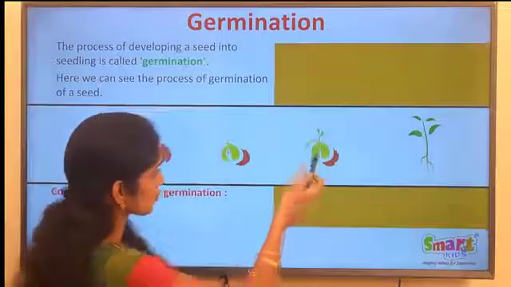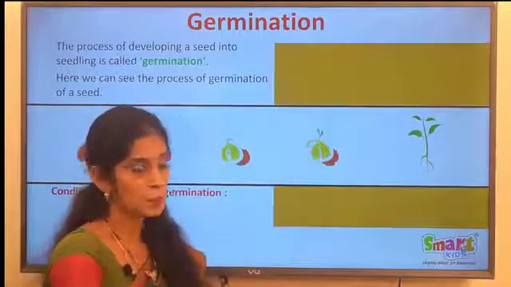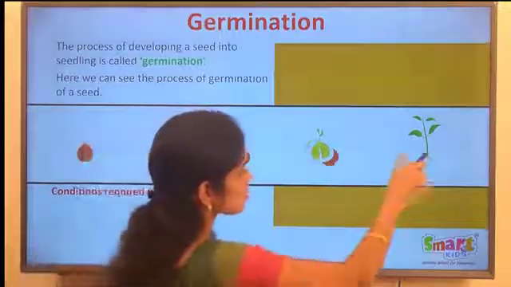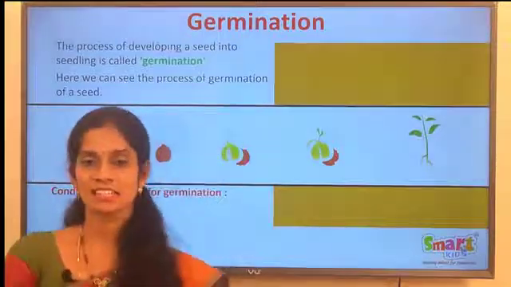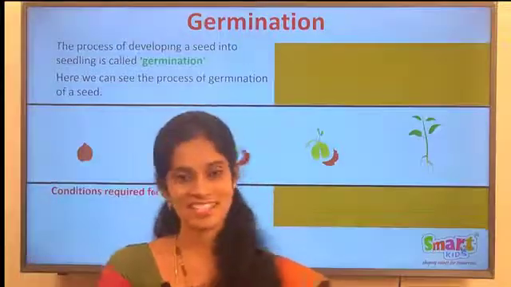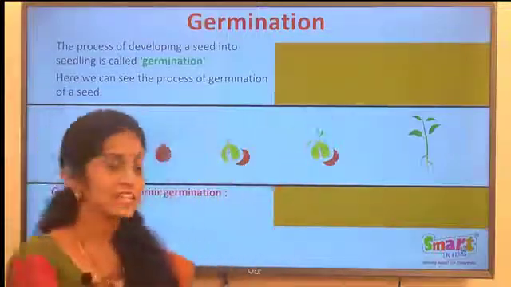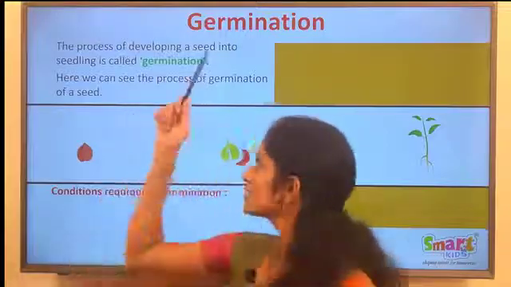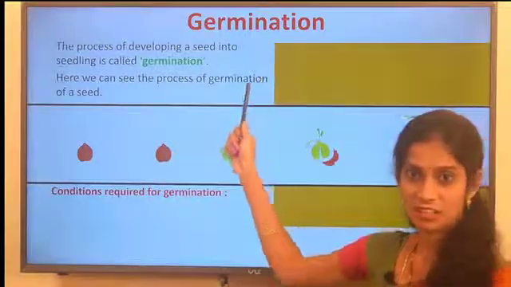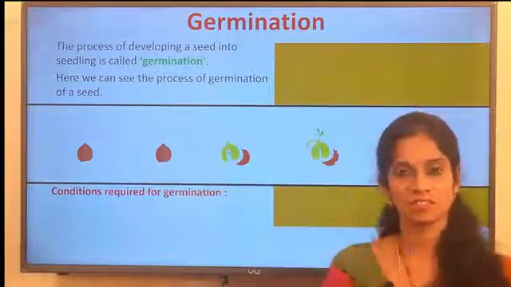Okay, here you can see this is the root system and this is the shoot system. And after that, a small plant came out, that is called seedling. So this total process of developing a seed into a seedling is called germination.